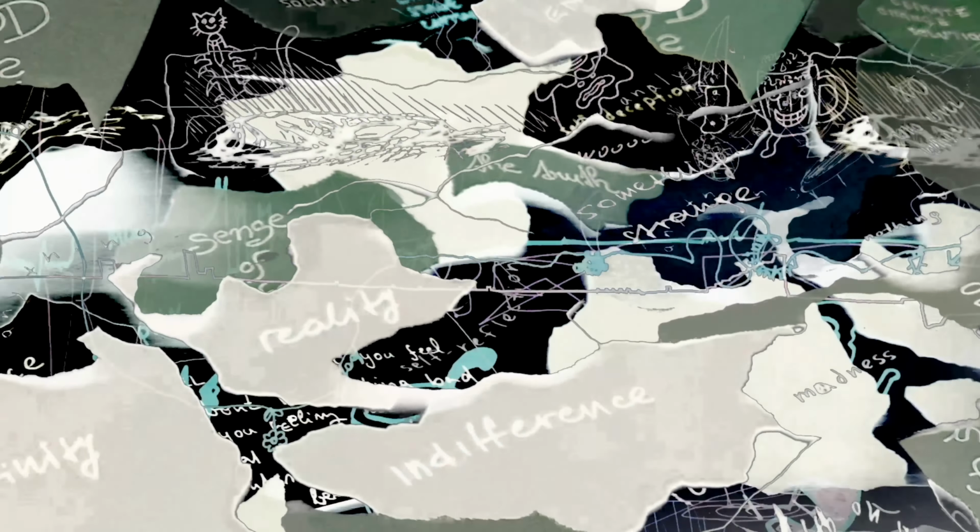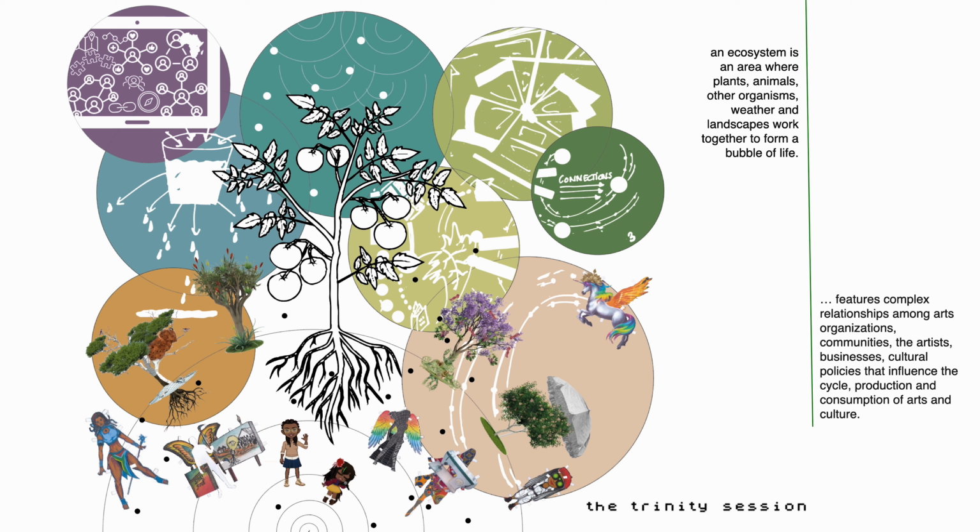If we apply the same thinking to the creative industries and the cultural sector, we can say that an ecosystem features the relationships, be complex or easy or simple, amongst different organizations, communities, artists, businesses, cultural practitioners, cultural policies, and different types of elements that influence the cycle, production, and consumption of arts and culture. Again, very simple concept of what an ecosystem for the cultural industry could be.